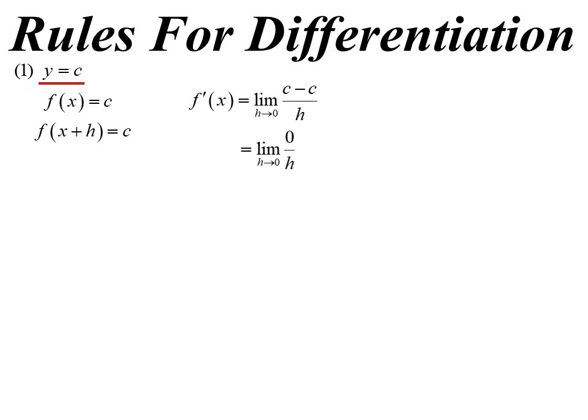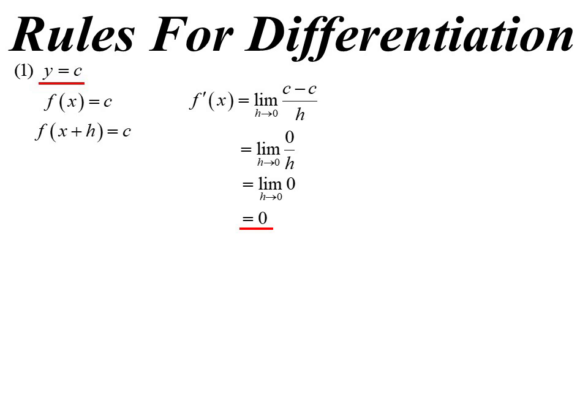So y is equal to some constant number, then the function is a constant, but then that also means the function of x plus h is a constant as well. So when we substitute it into our first principles formula, we do get 0 over h, which is of course 0. So the limit is also 0. So anytime we want to differentiate a constant, we get 0.